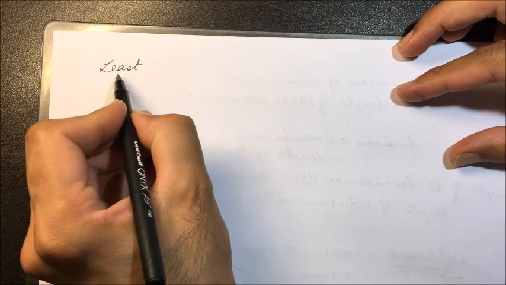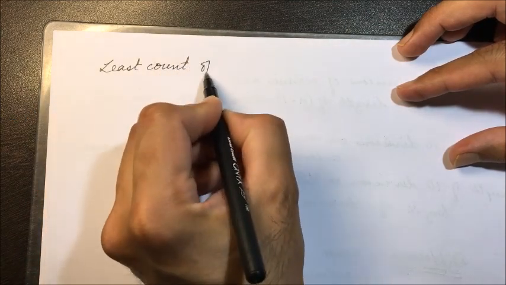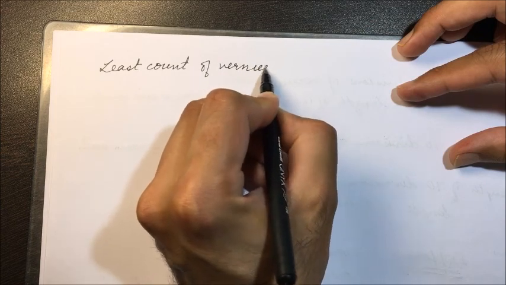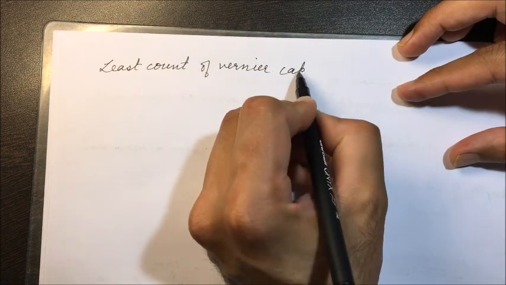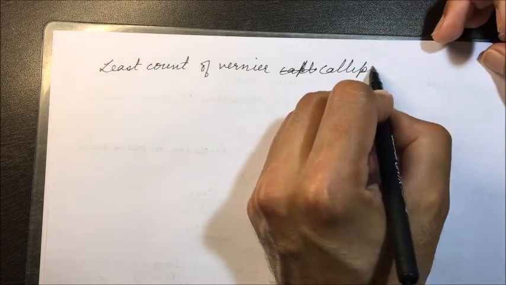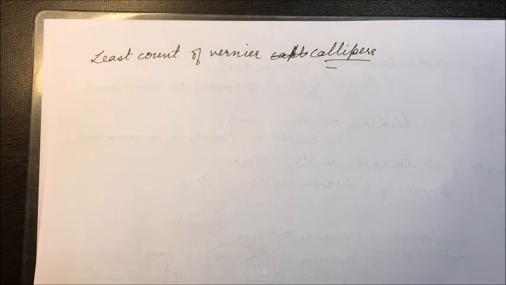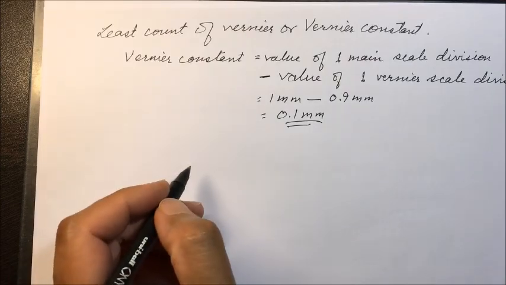We'll be calculating least count. There is one way to count the least. We'll be measuring the least count of vernier calipers. Now we will be taking it in generalized form.